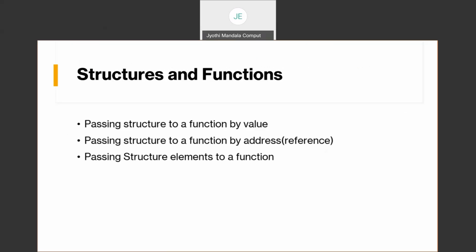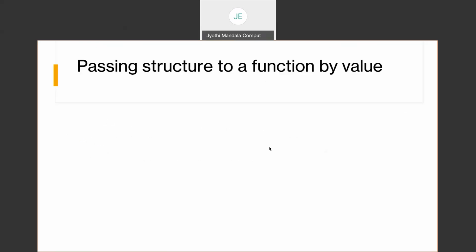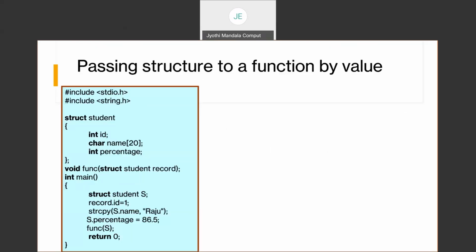So the first way is passing the complete structure variable to a function by value. Whenever we want to pass any complete structure by value, what we do is create one variable of that structure, and that variable will be passed to another function. So how can that be done? Let us see a simple example.